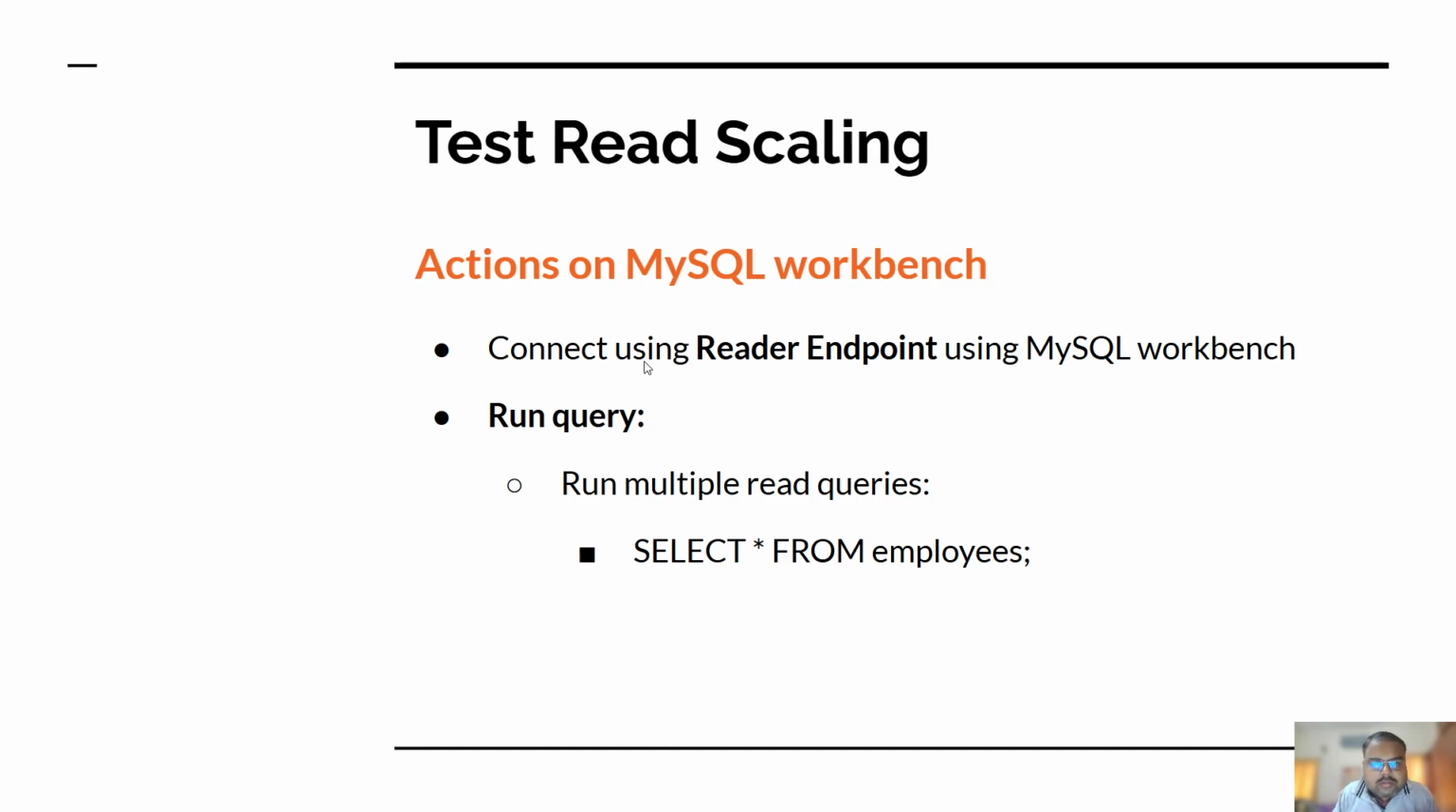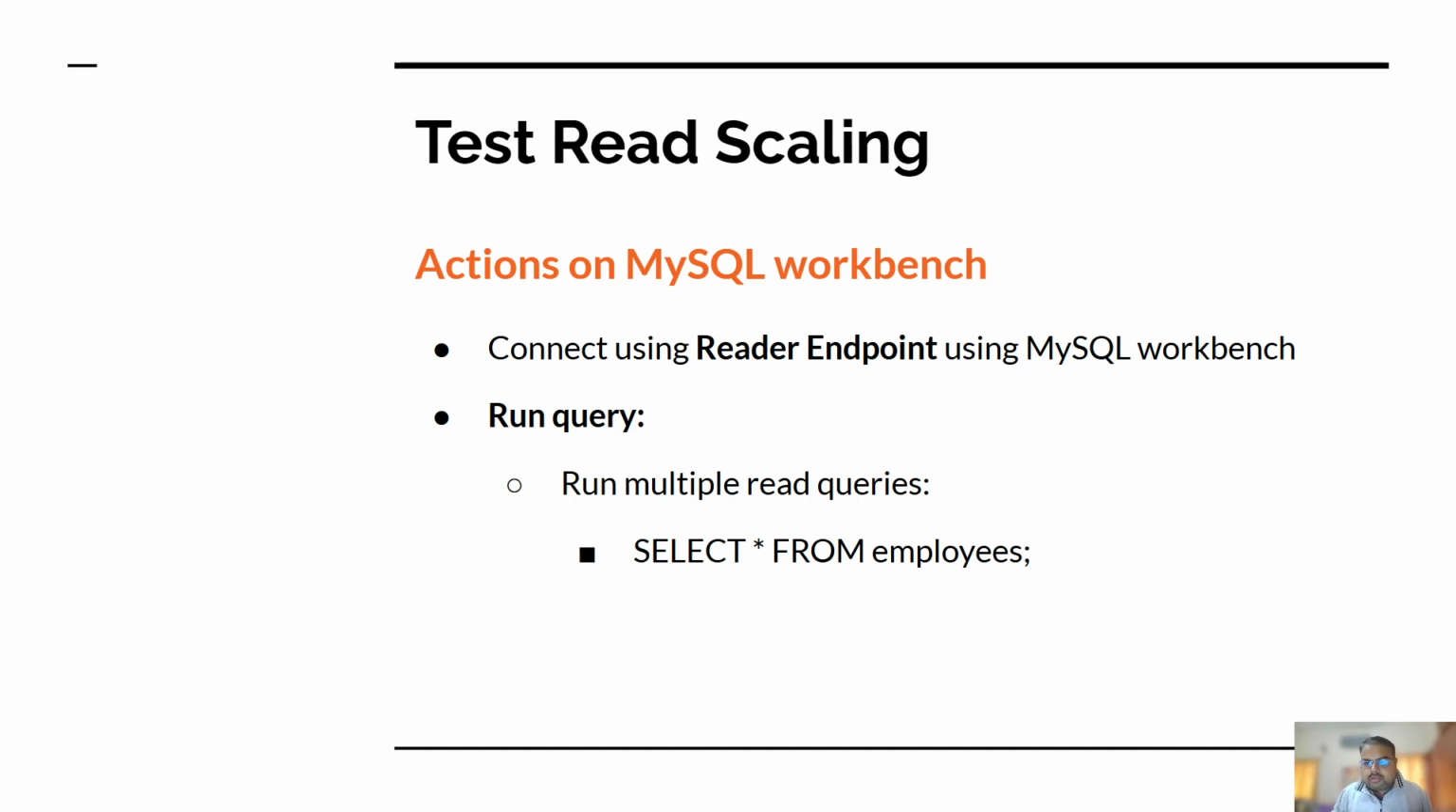So now we are going to test read scaling. We connect using the reader endpoint and run multiple select queries, and Aurora automatically distributes these queries across available reader instances. As the traffic increases, additional reader instances can handle the load, ensuring the writer instance remains free to handle the write operations efficiently.